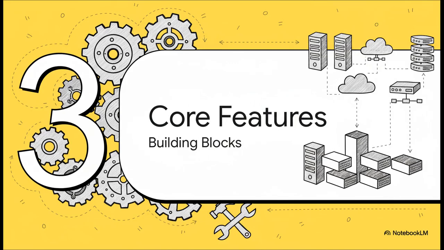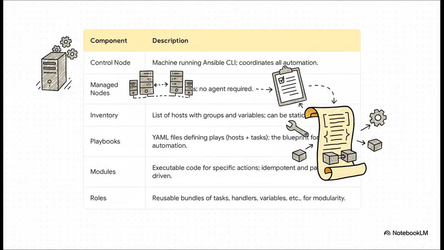Okay, so we've got the big picture of how it works. Now let's talk about the what, the actual building blocks you'll be working with every day when you use Ansible. Think of this table as your Ansible starter pack. We've already talked about the control and managed nodes. Your inventory is just the list of all those nodes. But the real action happens in the playbooks. These are the blueprints for your automation, written in a really human-readable format called YAML. And inside those playbooks, you use modules, which are like individual tools for specific jobs. And you organize everything into reusable roles to keep your code clean and scalable.